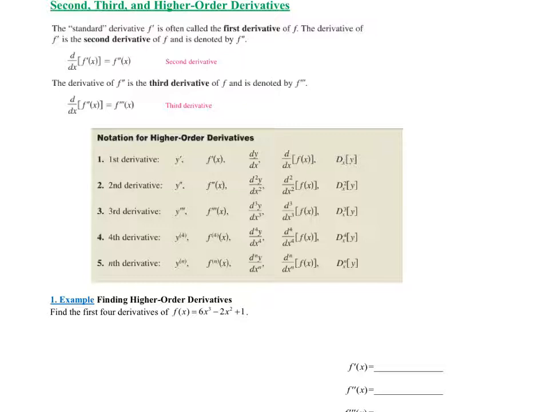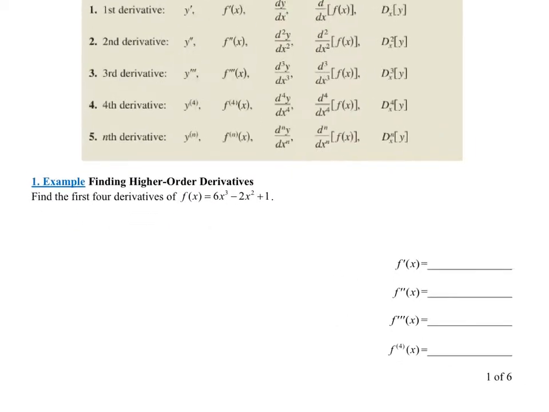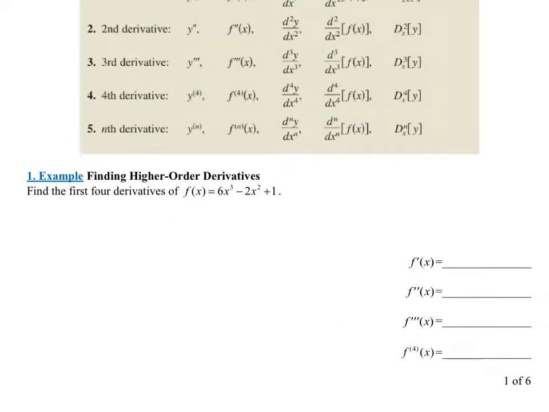Remember, there's not just f prime notation, there's y prime notation. You remember the dy dx? Well, it would be d squared y dx squared. So that's the derivative twice with respect to x twice. The derivative 3 times with respect to x 3 times. On all of those, that's what that notation means. Okay, so let's look at this. It says find the first 4 derivatives of f of x equals 6x cubed minus 2x squared plus 1.